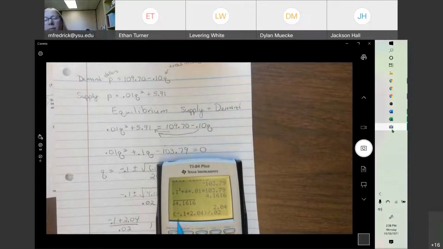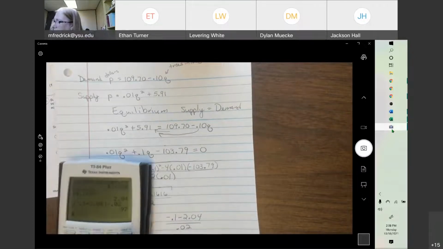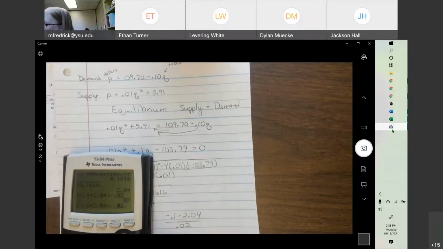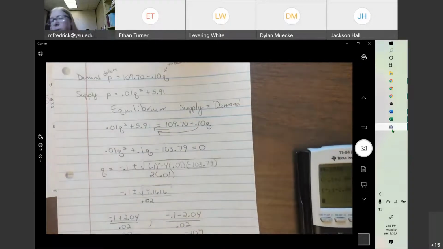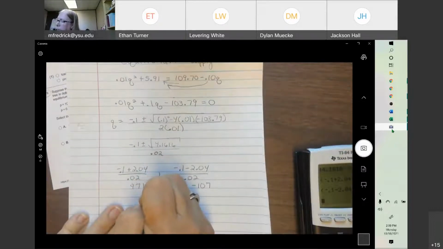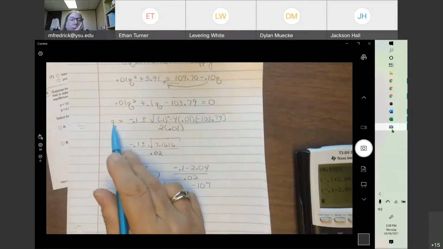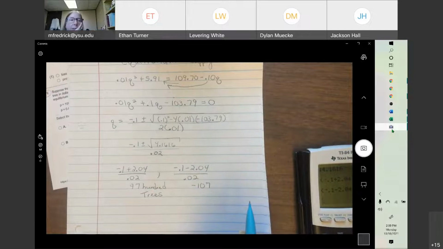Typing in this one, I put parentheses negative 0.1 plus 2.04 divided by the 0.02 gives us 97. And then we go second and enter, and we change in front of the 2, we make it a subtraction. And we get a negative 107. Well, a negative amount of Christmas trees doesn't make sense. So it's the positive 9,700 trees. So to find the equilibrium quantity, because this was our Q, it would be 9,700 trees.